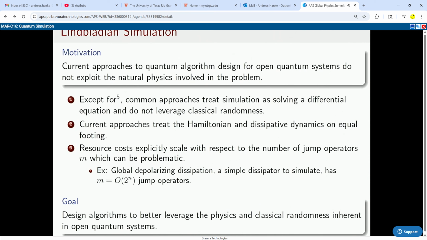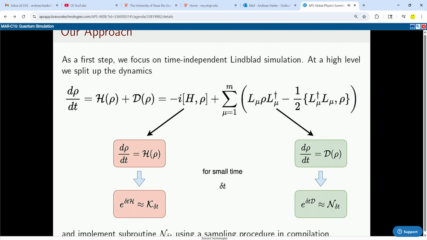And so if you just naively try to plug it into some of these general purpose algorithms, you get a blow up in your resource costs. So our goal with this project was to design quantum algorithms to better leverage the physics, and specifically the classical randomness baked into the Lindblad master equation, and to find specific cases where we can actually exploit this fact and save on some resources.